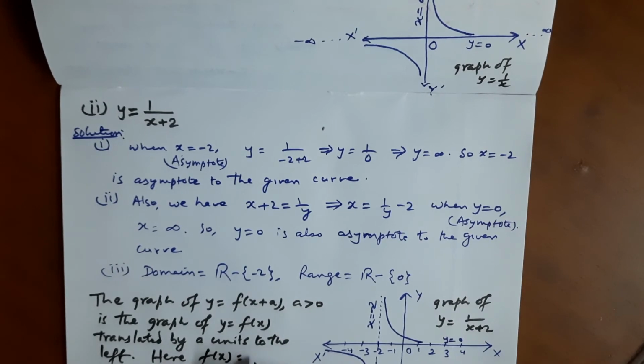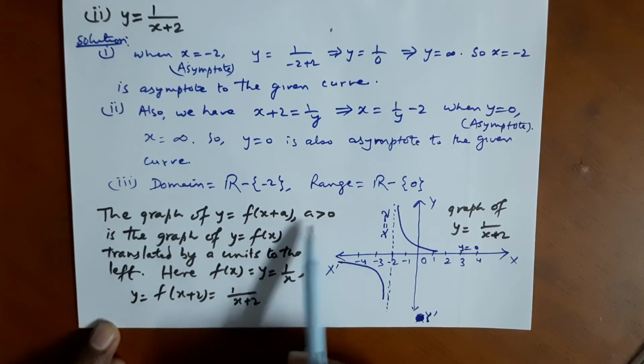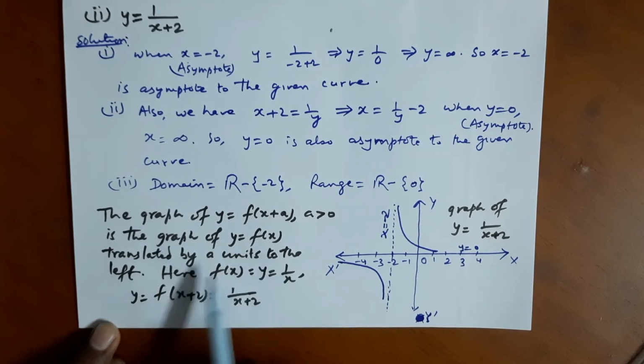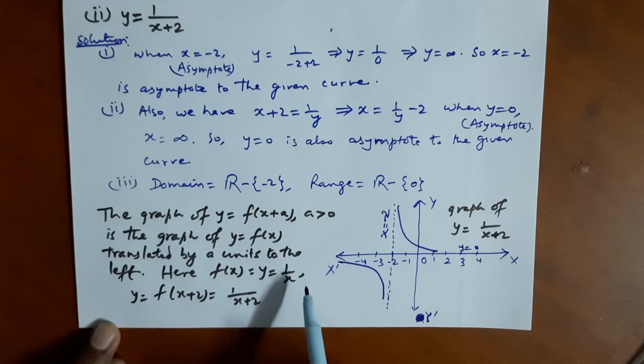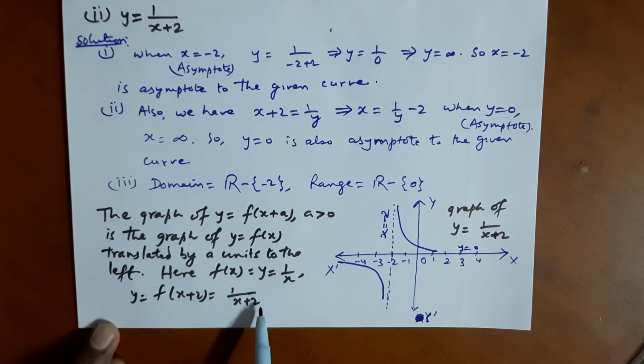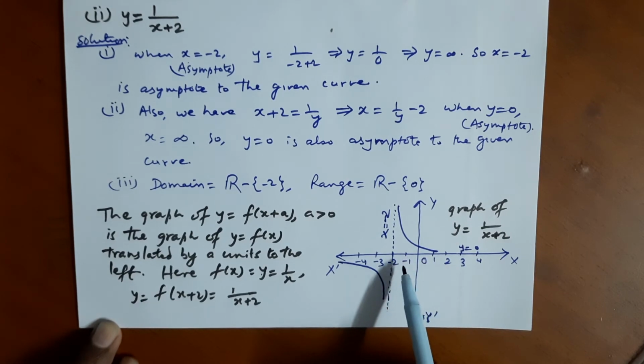Okay, so here f(x) equals y equals 1 over x, and f(x plus 2) will be equal to 1 over x plus 2. So the graph of y equals f(x plus 2) equals 1 over x plus 2 is the graph of y equals 1 over x translated by 2 units to the left. Okay, so by translation of 2 units left, you will get the graph of this type of function.